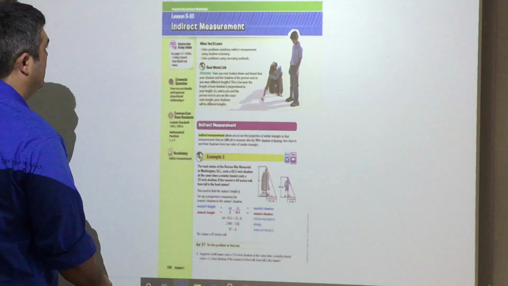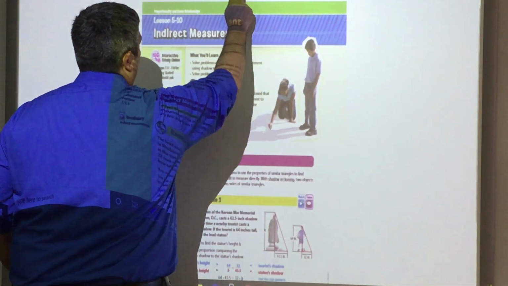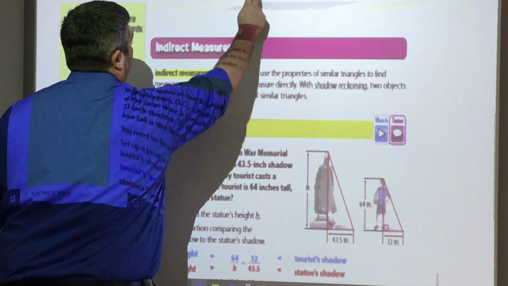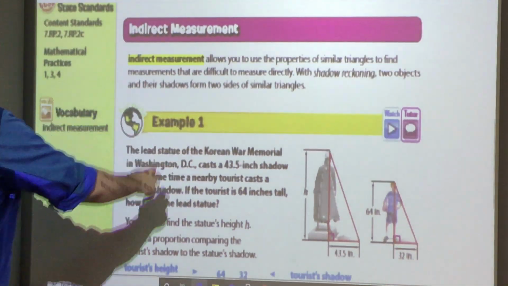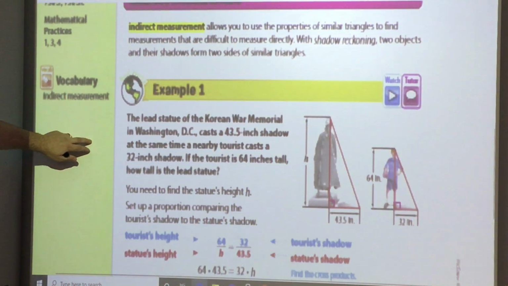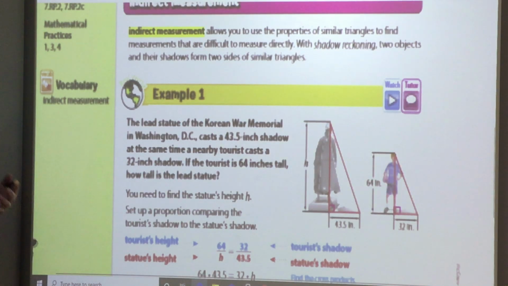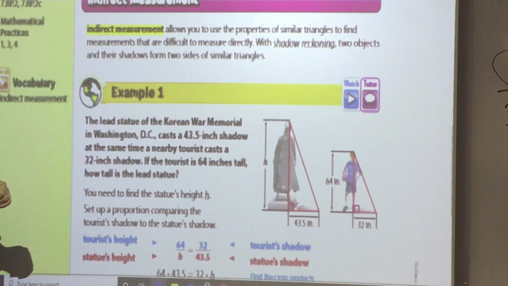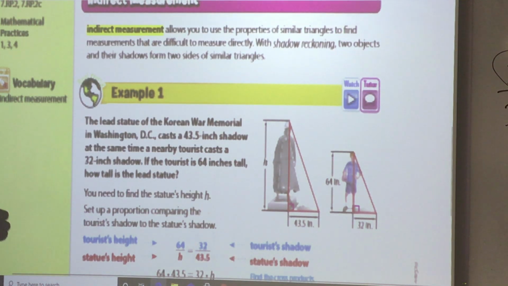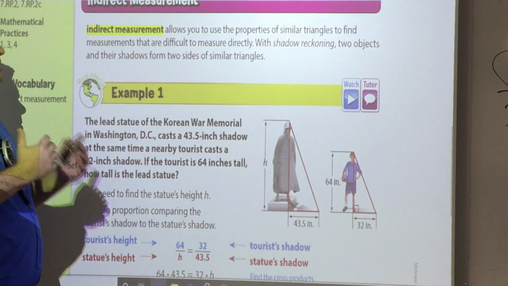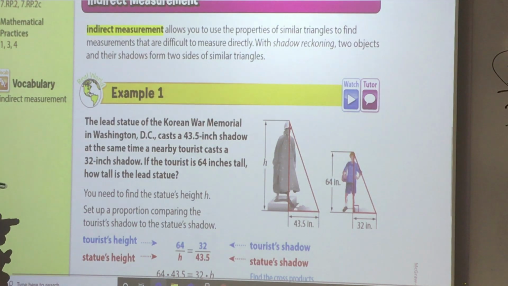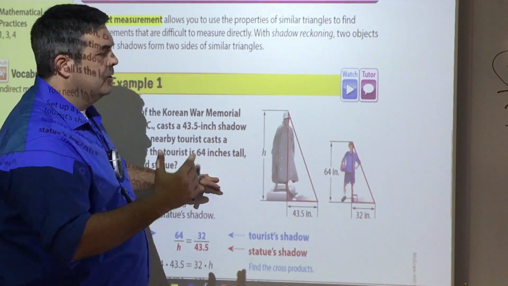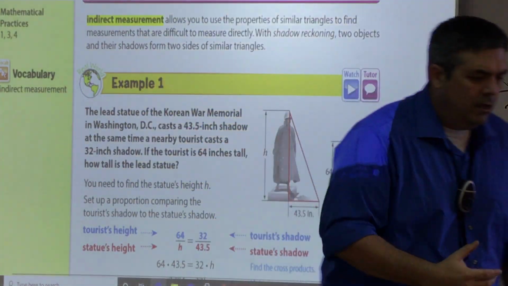Now let's talk about the indirect measurements. Indirect measurement allows you to use the properties of similar triangles to find measurements that are difficult to measure directly. With shadow reckoning, two objects and their shadows form two sides of similar triangles. I call this the shadow question. It's just indirect measurement.